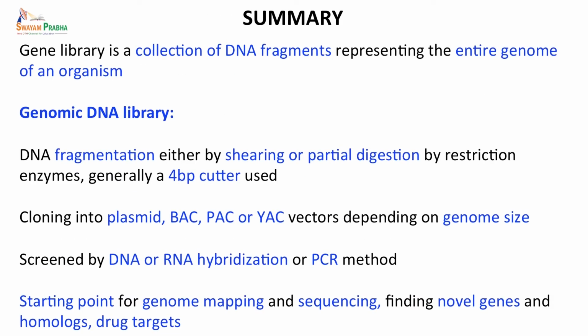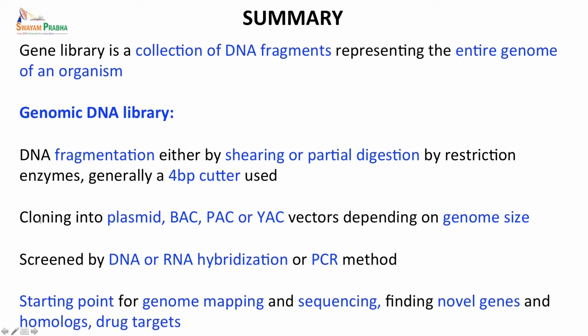So to summarize this part of the lecture, I talked about the gene libraries, which is nothing but a collection of DNA fragments which represent the entire genome of an organism. And these fragments of the genomic DNA can be produced either by shearing of the DNA, say by brief sonication, or partial digestion by a restriction enzyme. And in general, a 4 base pair cutter is used so that many overlapping fragments are generated.